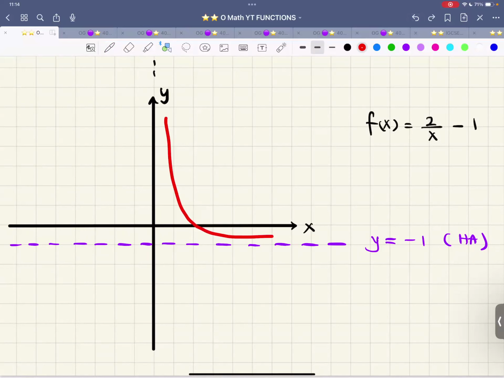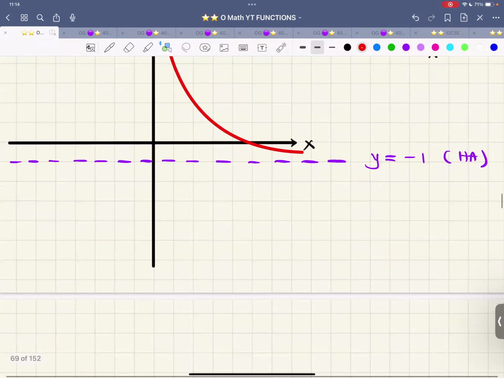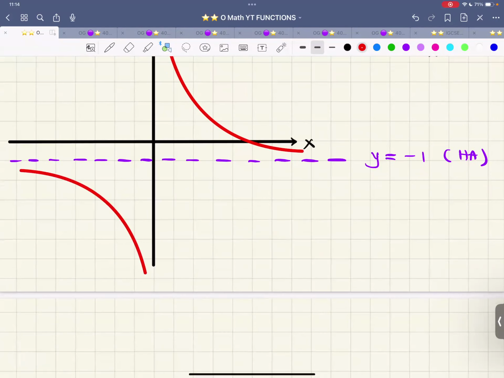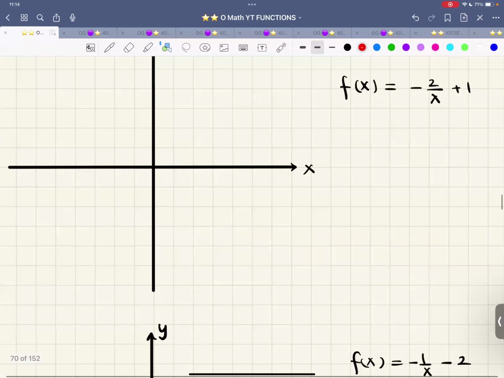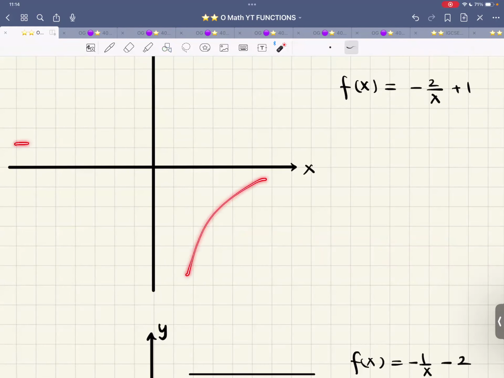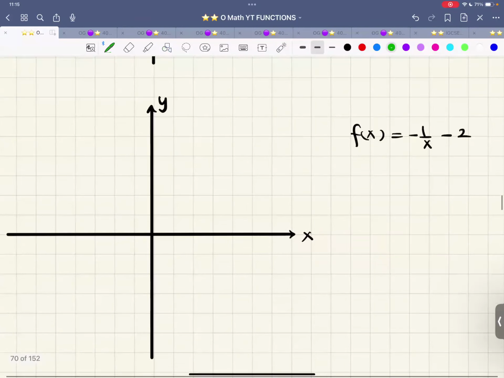Let me draw it because it's just freehand. Okay, I think that is better. Got the idea? And minus 2 over x plus 1. So we know that minus 2 over x is like this and like this, and plus 1 means shift the asymptote 1 unit up. And shift the asymptote 2 units down.